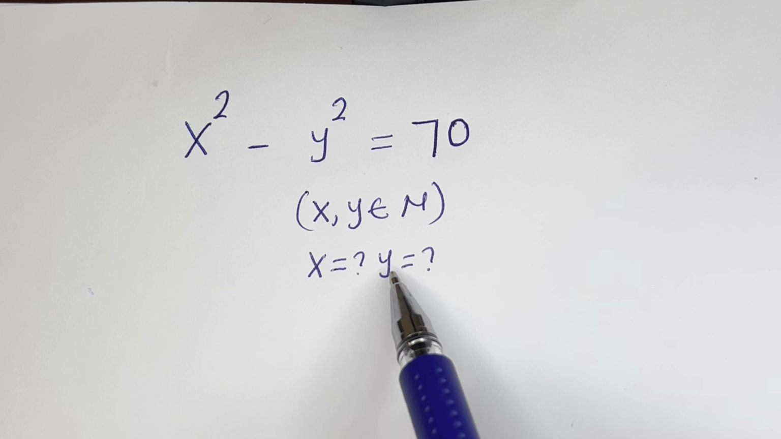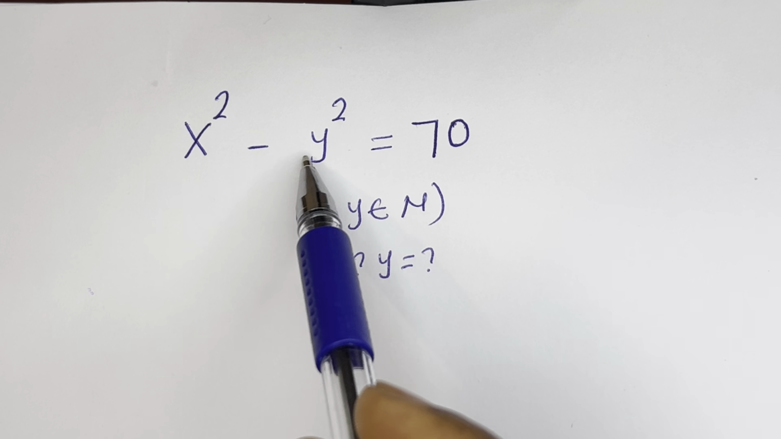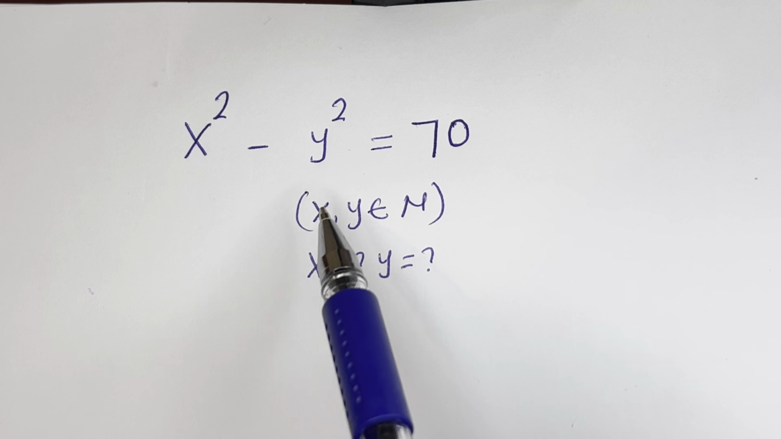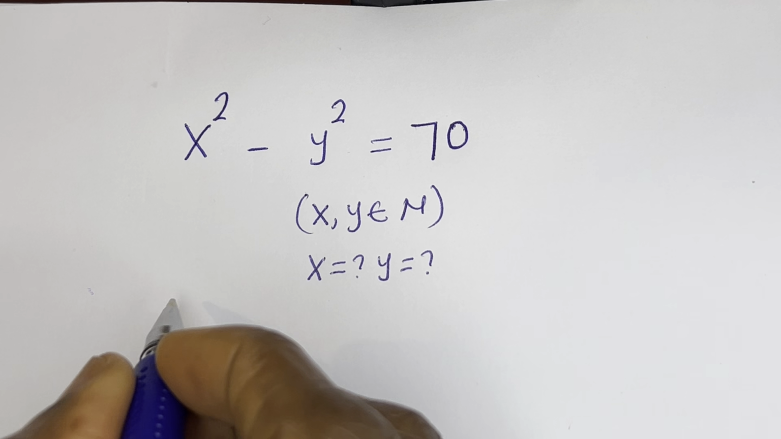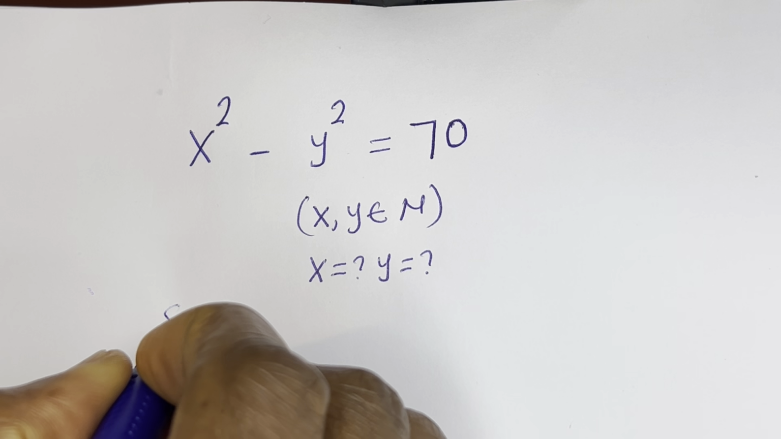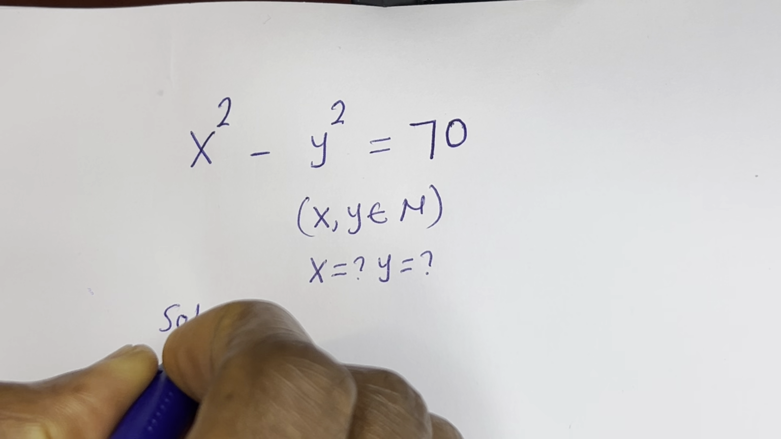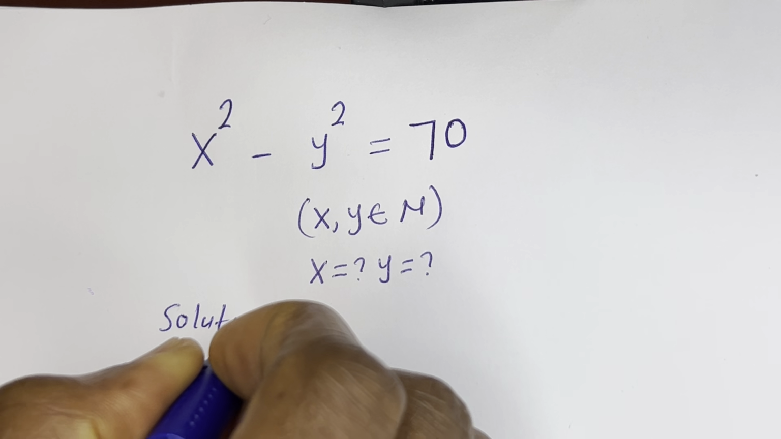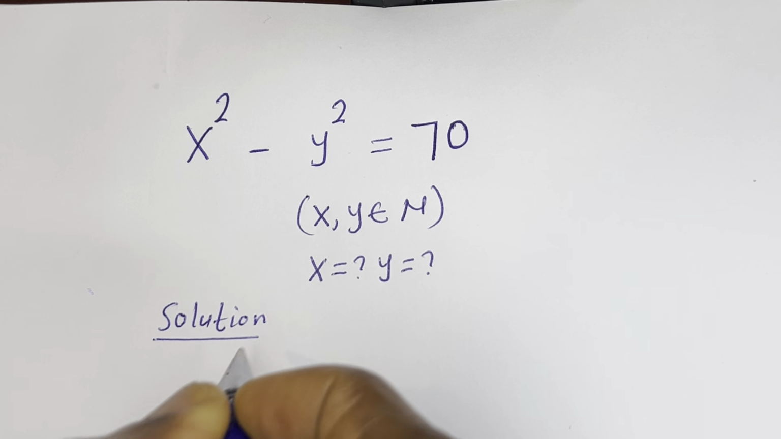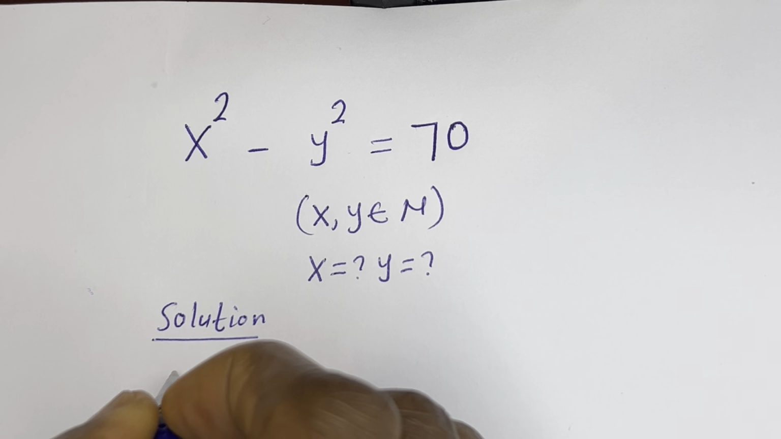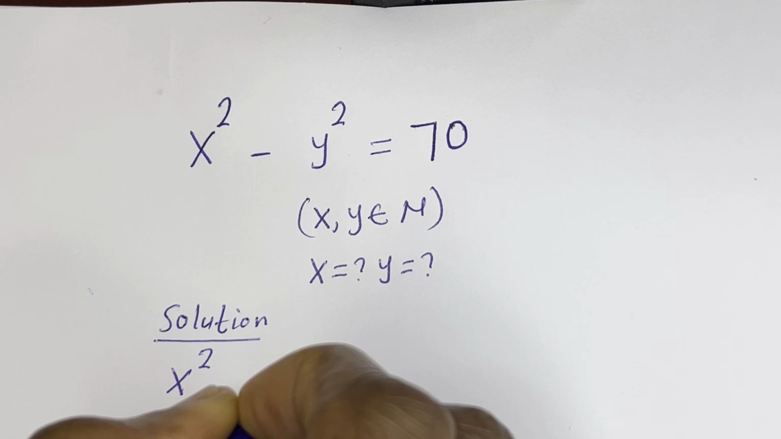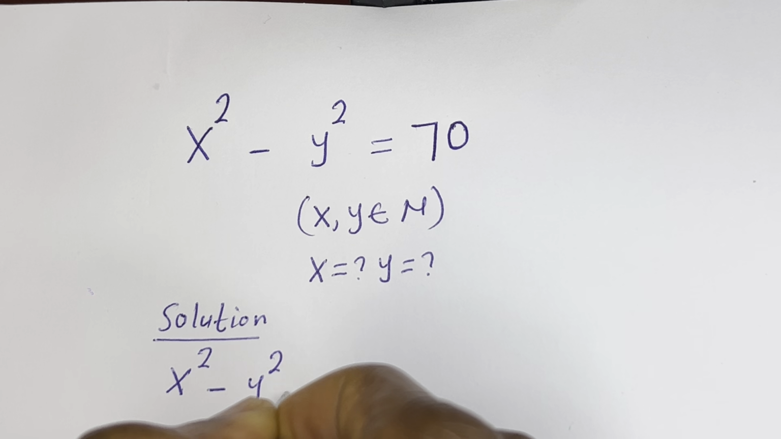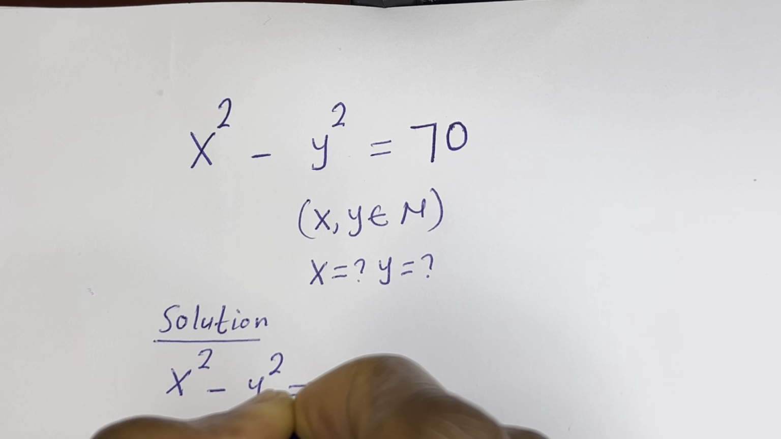Hello, how to solve for x and y in this equation? x squared minus y squared is equal to 70, where x and y are members of the natural numbers. Solution. We have x squared minus y squared is equal to 70.